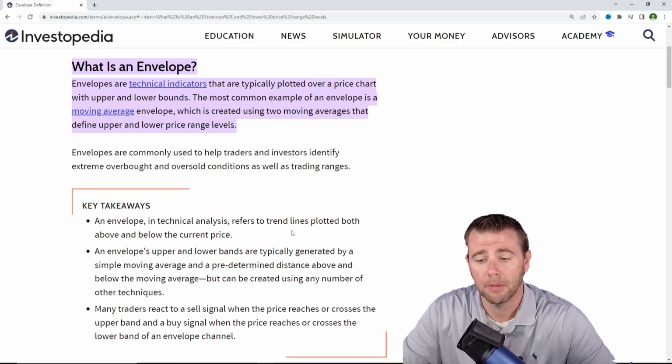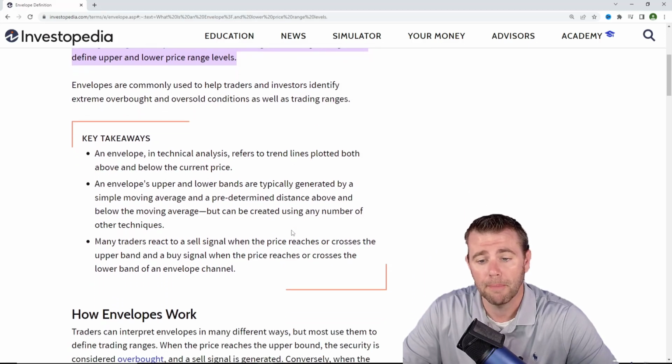So getting into the key takeaways here for envelopes, they're a technical indicator that refer to trend lines once again plotted both above and below the current price. And envelopes' upper and lower bands are typically generated by a simple moving average and a predetermined distance above and below that moving average. So once again, the most common industry standard is a 20-day simple moving average and 5% above and below that point. And many traders react to a sell signal when the price reaches or crosses the upper band and a buy signal when the price reaches or crosses the lower band of the envelope channel.